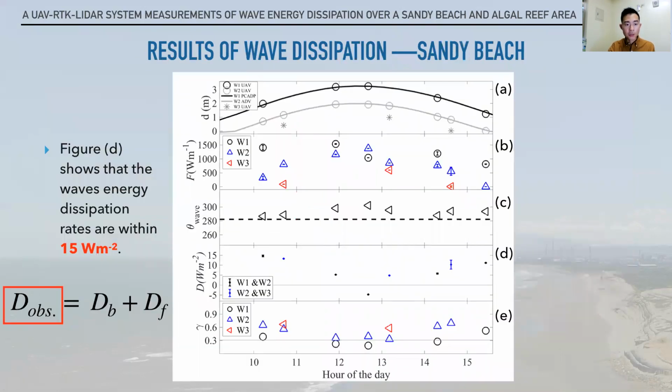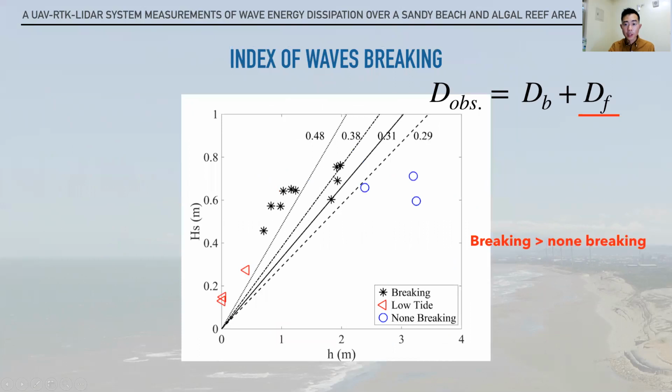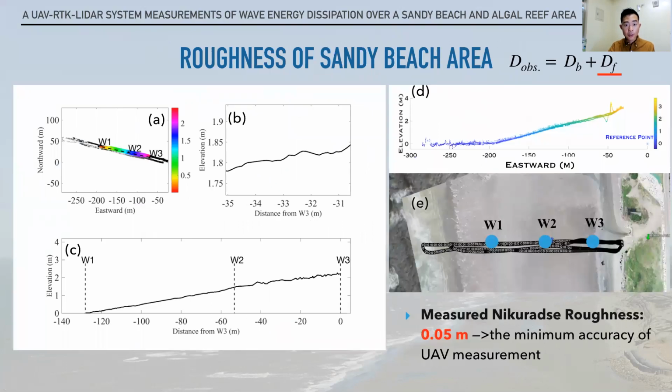These are the results of the dissipation of wave energy on the sandy beach area. It is within 15 watt-meters. We also distinguish the wave conditions: breaking, non-breaking, and low tide. The index of the wave breaking on the sandy beach area is 0.3. And we also use the UAV to measure the surface of the sandy beach. As you can see, the surface here is very smooth and the roughness is 5 centimeters.